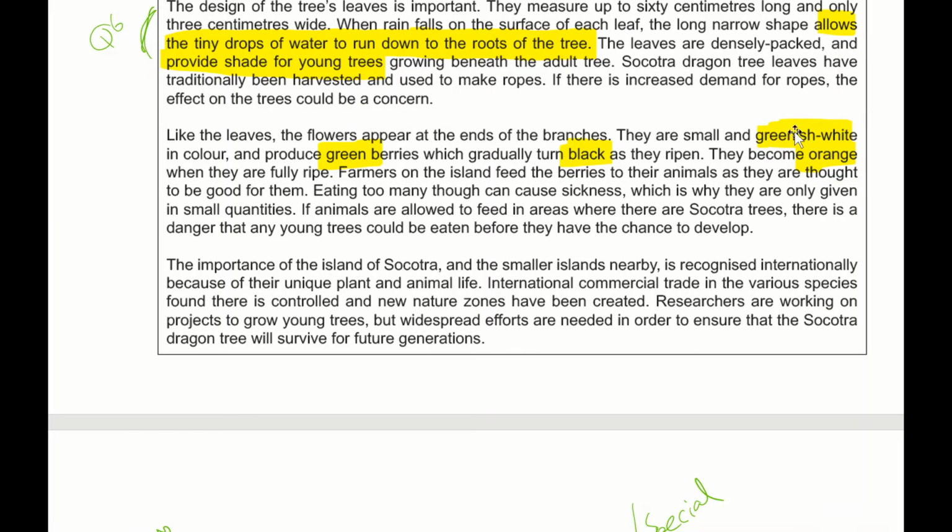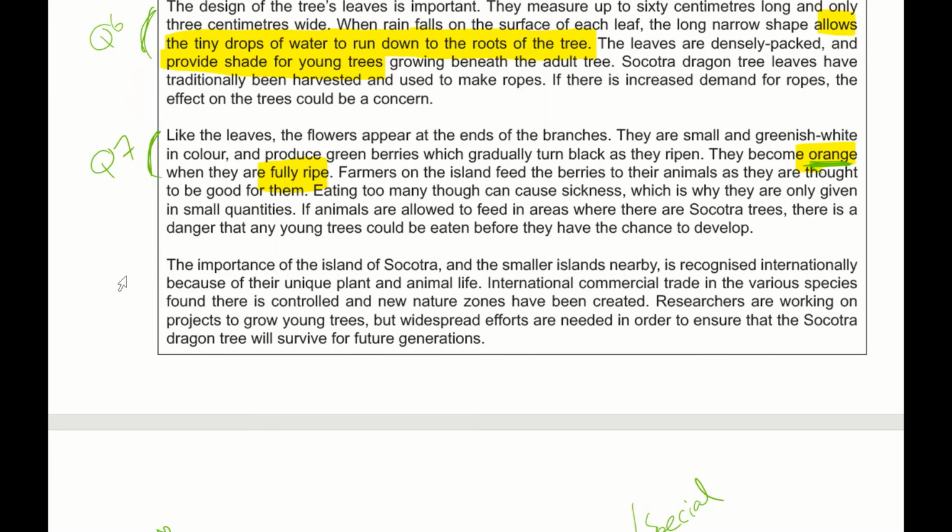When they're small, they're greenish white in color, and they produce green berries which gradually turn black as they ripen. They become orange when they are fully ripe, which means when they are mature. Therefore, the answer was orange.